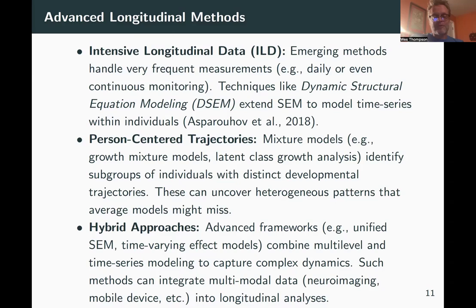And then there are hybrid approaches like time-varying effect models and unified SEM that combine multilevel and time series modeling to capture complex dynamics. They definitely have their place, and depending on what you're doing with the data, you might delve into those. But I think this would probably be more specialized, niche, or expert applications of the data. Typically the linear mixed effects models or the GLMs would be the ones most typically applied to the data.